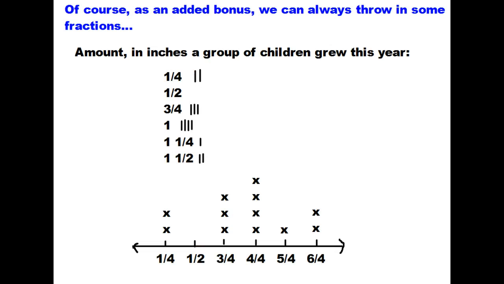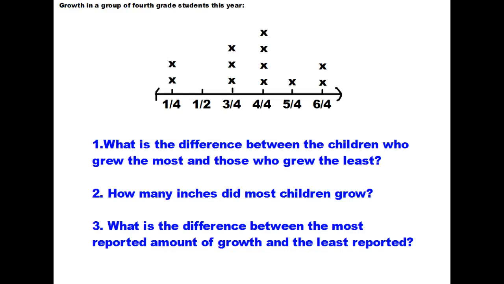And then, of course, just for fun, let's throw in some fractions. Take a look at my data sheet here. It shows the amount in inches a group of children grew this year. You'll see that 2 grew a quarter of an inch, 3 grew 3/4 of an inch, 4 grew a whole inch, and 3 did even more than that this year. And there's the line plot that matches our data there. Okay, well, let's take it to a new page and take a look at some questions.